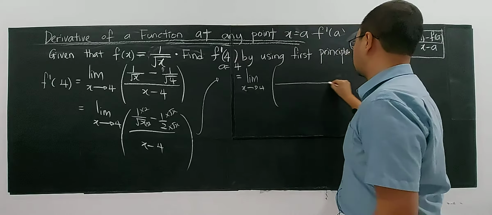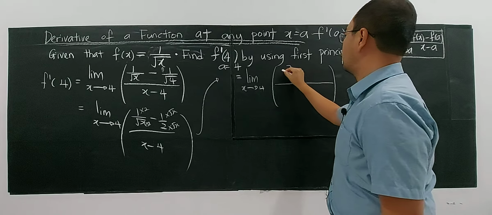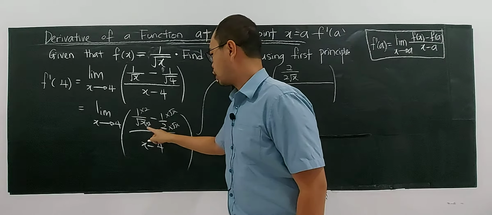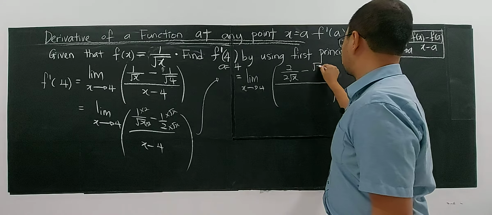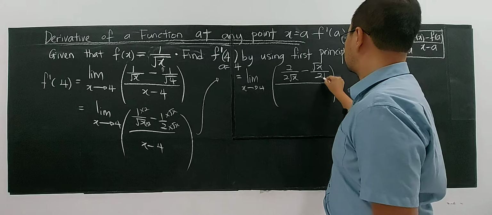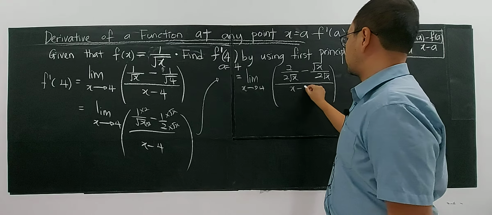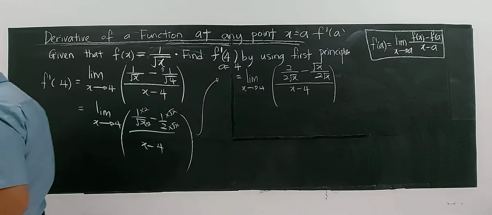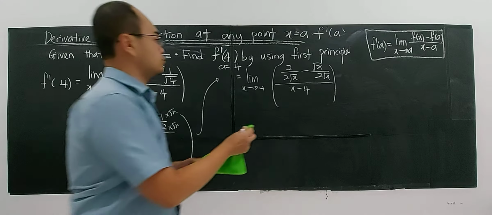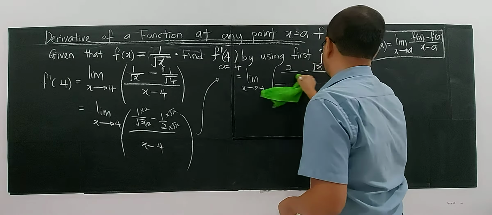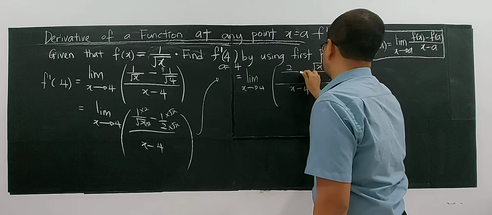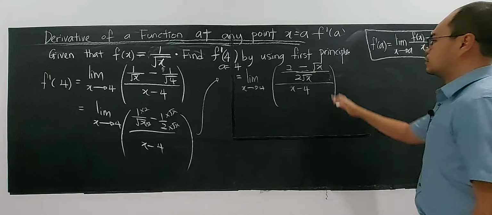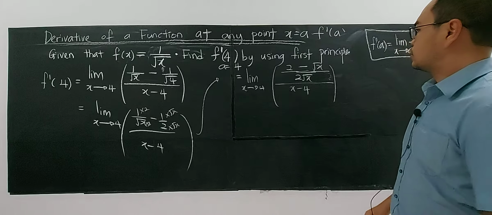So on top you have 2 over 2 square root of x, minus square root of x over 2 square root of x, divided by x minus 4 here. As you see, the denominators are the same, so I can combine this into one single fraction, which is 2 minus square root of x over 2 square root of x.